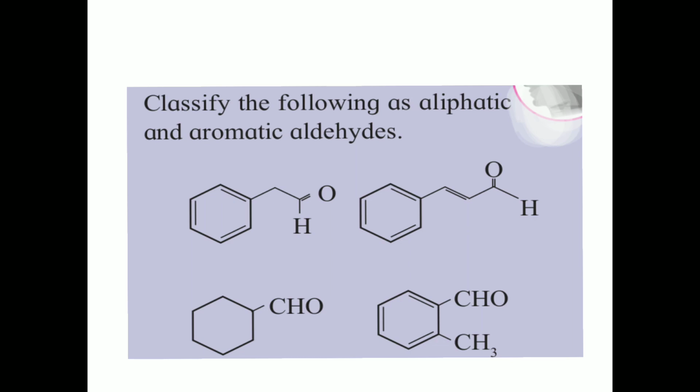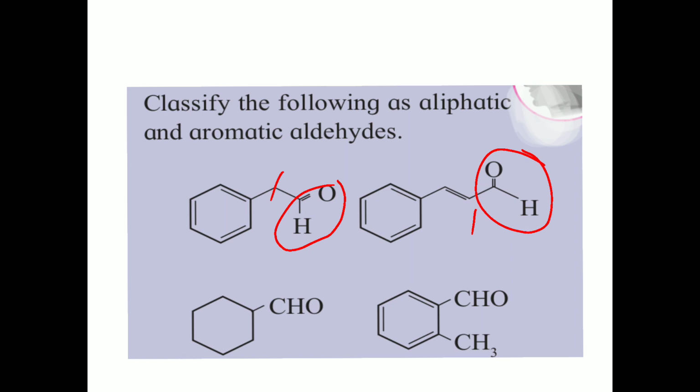In the first example, the CHO group, that is the formyl group, is directly attached to this sp3 hybridized carbon atom, which is a saturated carbon atom, so it can be classified as an aliphatic saturated aldehyde. In the second one, the CHO group is directly attached to this carbon atom. It is attached to an aliphatic carbon, but it is not sp3, it is sp2 hybridized, so it is an example of an aliphatic unsaturated aldehyde.